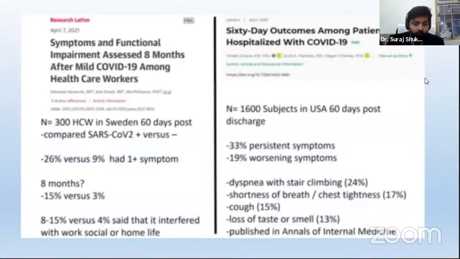These symptoms included dyspnea with stair climbing. Whenever they climbed stairs, they had dyspnea, shortness of breath, chest tightness. Percentages were also mentioned: 17% of the population had shortness of breath, 15% had cough, and 13% had loss of taste and smell. This study was published in the Annals of Internal Medicine.